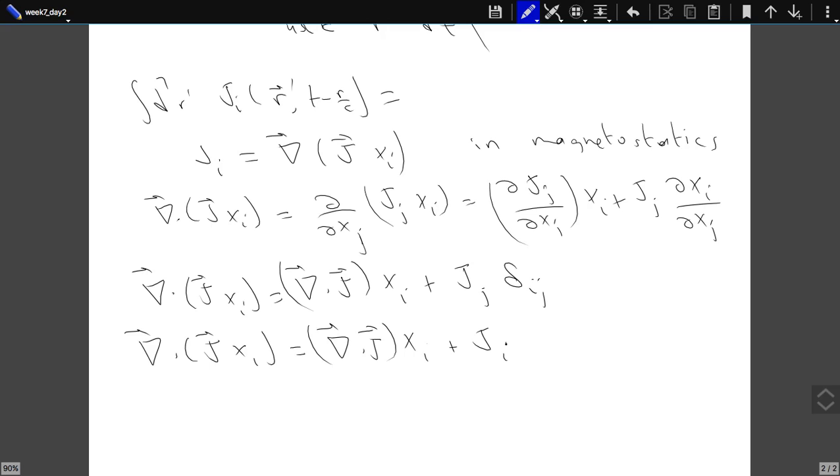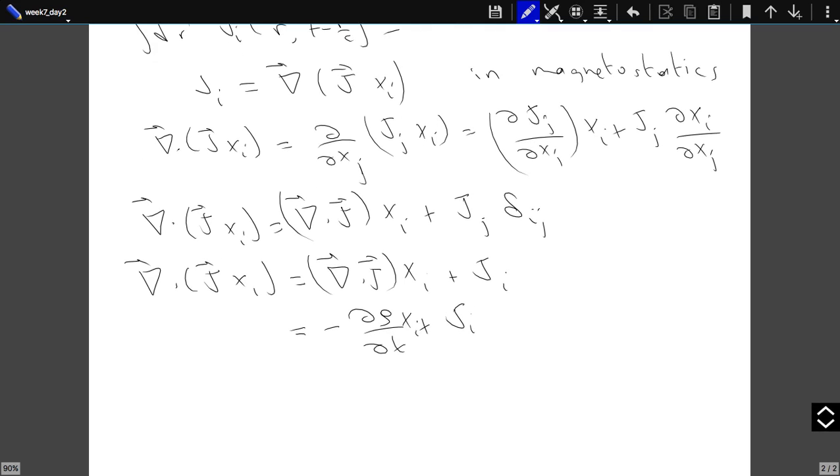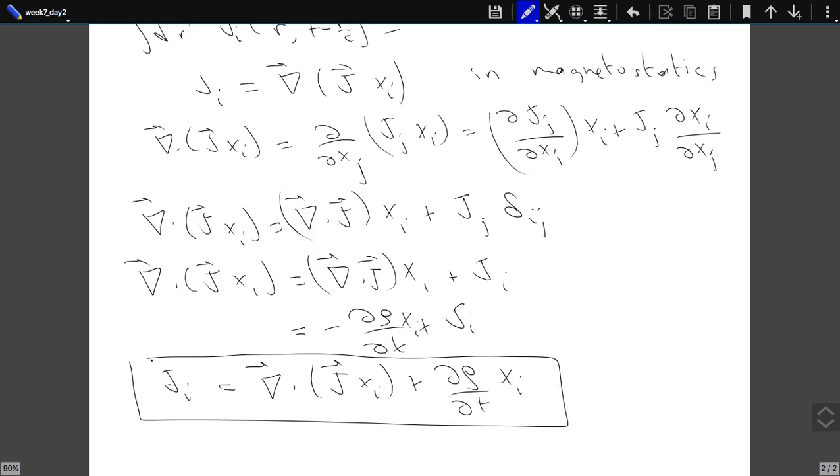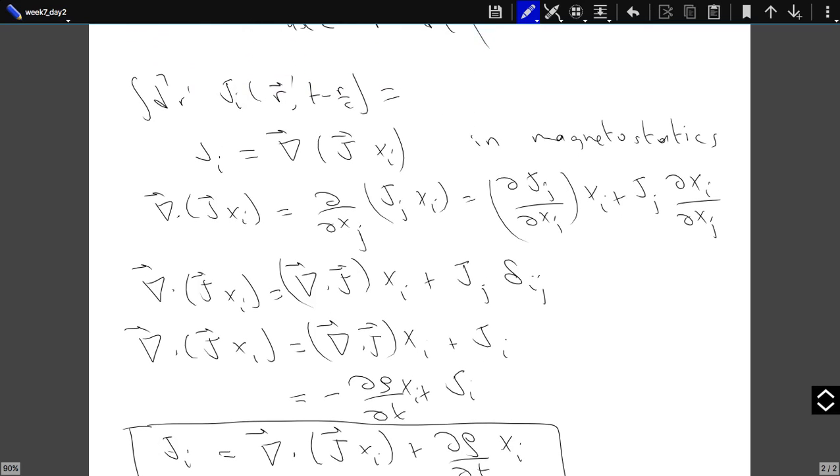What is this term? Yeah, minus. So this is equal to minus del rho by del t times x_i, of course. So j_i is the divergence of j times x_i plus del rho by del t multiplied with x_i. This is our new identity. So let's look at the first integral.